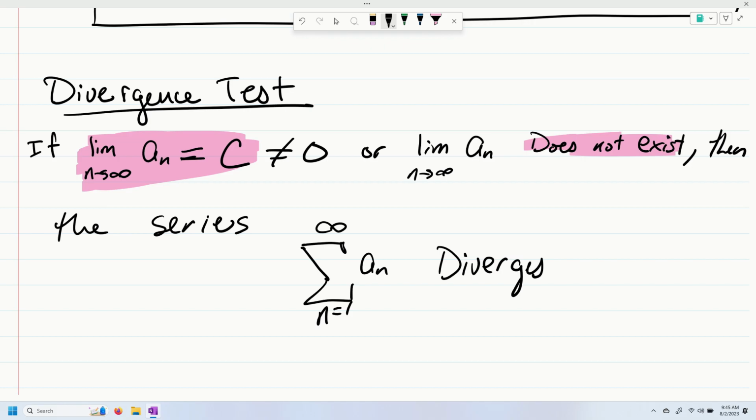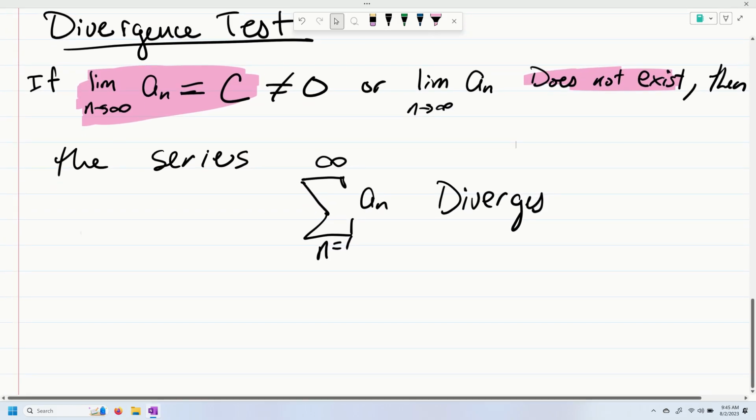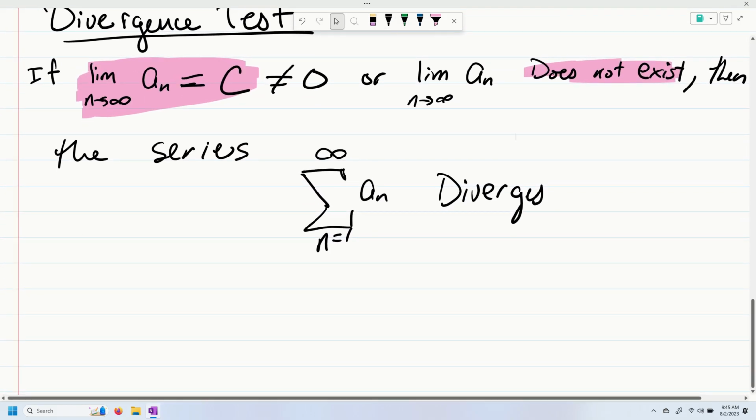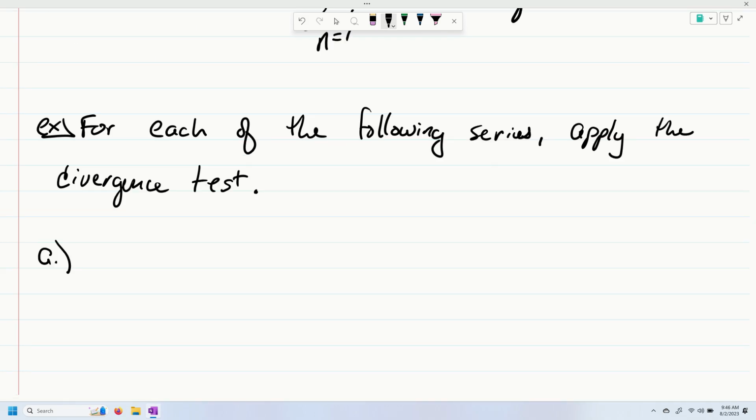All right. So let's go ahead and look at some examples on how to do this. For each of the following series, apply the divergence test. So here's our first series here.